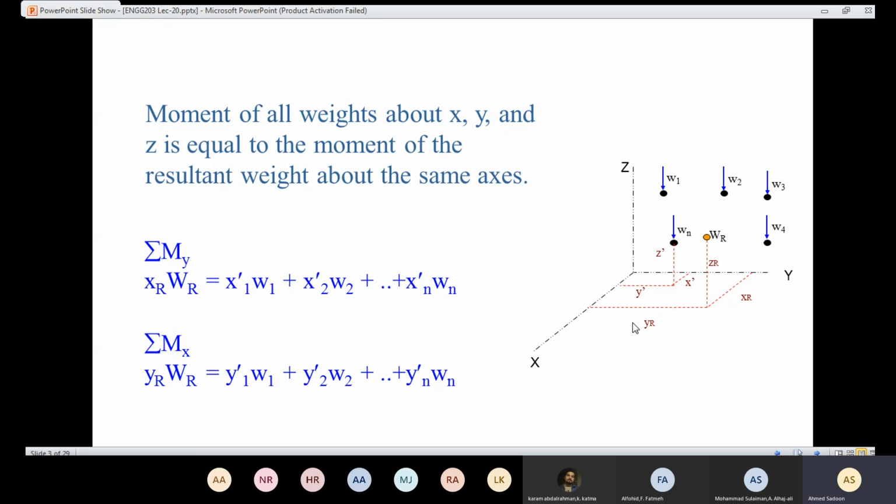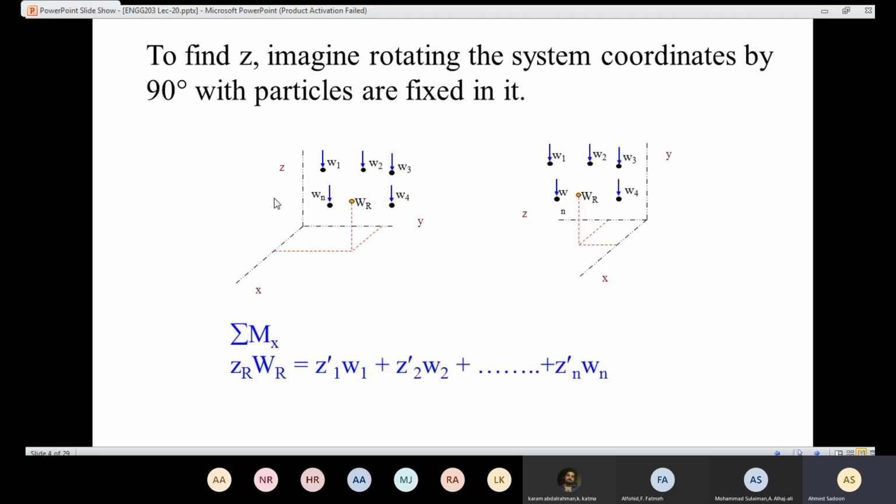So again, in order to know YR, we are going to say that the moment produced by the resultant times YR is going to be equivalent to all of the moment produced by the particles here. And the perpendicular distance for that case is going to be in Y direction. So if I want to know the value of Y, I'm going to solve for Y here. Similarly, I can do the same for the ZR.